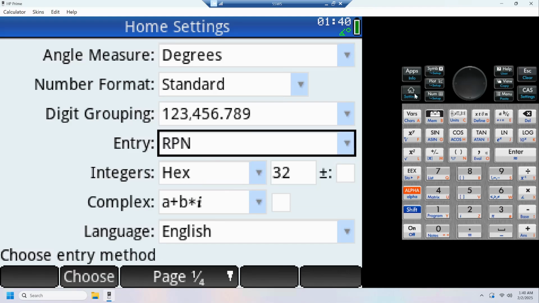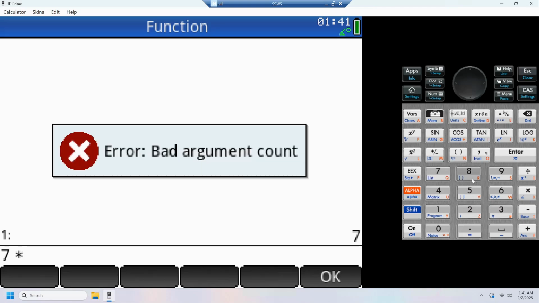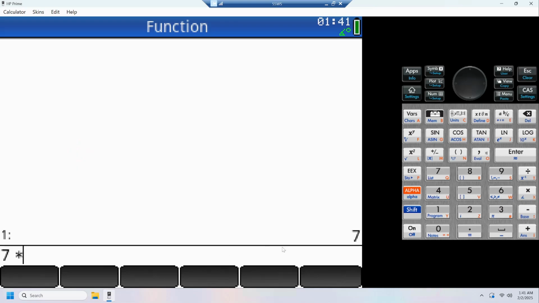Now we have reverse Polish notation. And reverse Polish notation, RPN, allows us to manipulate numbers in a different way by using a stack as opposed to writing it all in the command line here. So for example, if I wanted to do 7 times, oh wait, I can't. So you can't do times in the entry line. The only way you can enter numbers is by entering them into the stack.